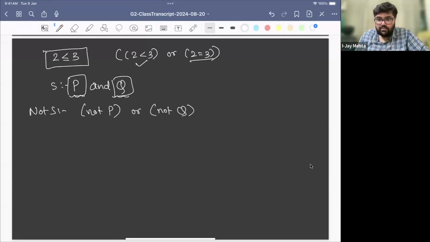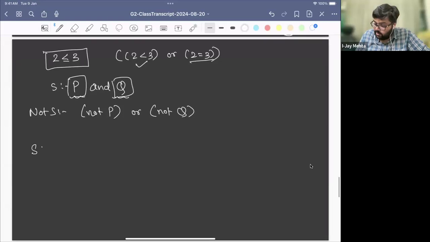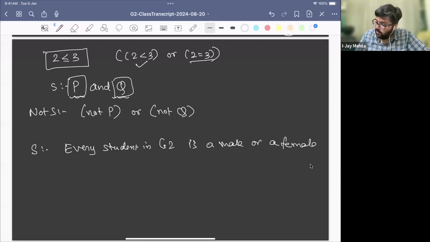Okay, so I am giving one example and I'll end. First let me write the statement: every student in G2 is a male or a female. I want to write in quantifiers and then I'll end with one question. So how do I write in quantifiers? Yes, quickly.